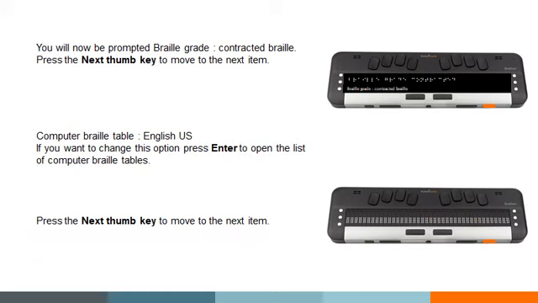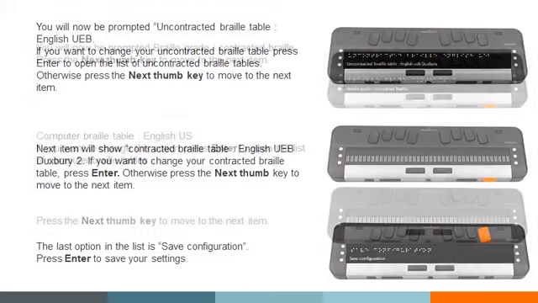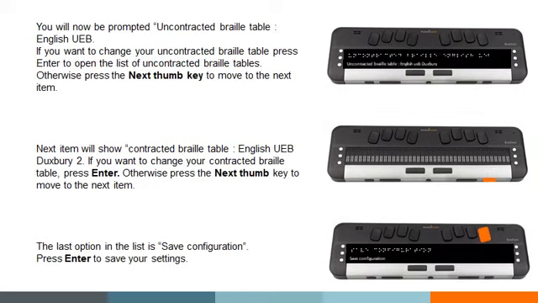And if I press my next thumb key, I will see something that says computer Braille table. And again, I need to determine if I want to change this. Right now it's set to English US. If I press enter, I will be placed in a list of computer Braille tables. I would use my spacebar, my next thumb key, to navigate that list and press enter on my computer Braille table that I would like to use when computer Braille is required. If I press my next thumb key again, I will have the ability to set my uncontracted Braille table.